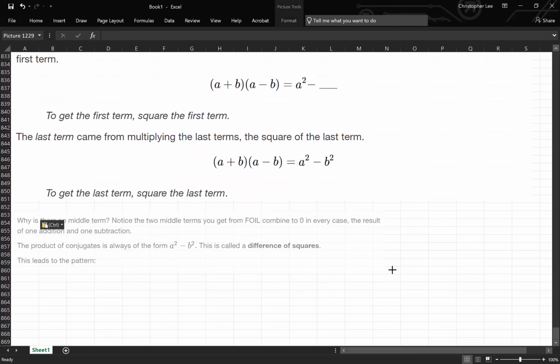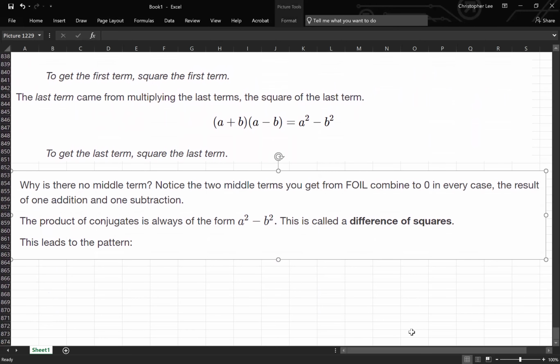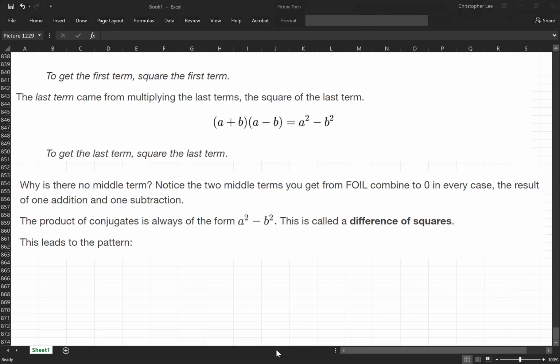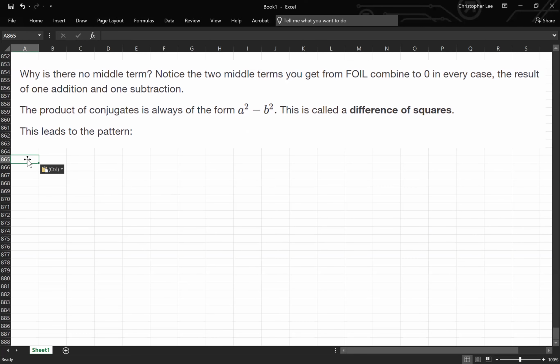All right, so check this out. Why is there no middle term? Notice that the two terms you get from FOIL combine to zero in every case, the result of one addition and one subtraction. The product of conjugates is always of the form a squared minus b squared, which is called the difference of squares, right? Which will lead us to this pattern. Let me show y'all. This is called the product of conjugate pairs pattern.